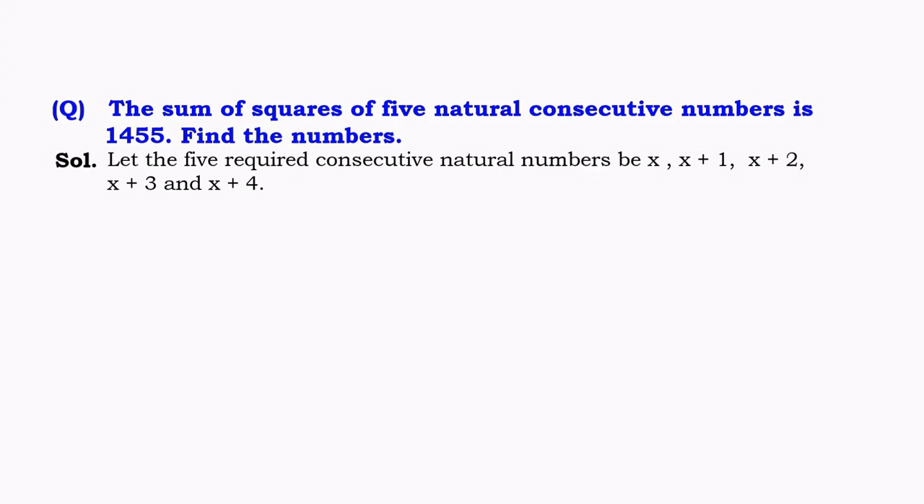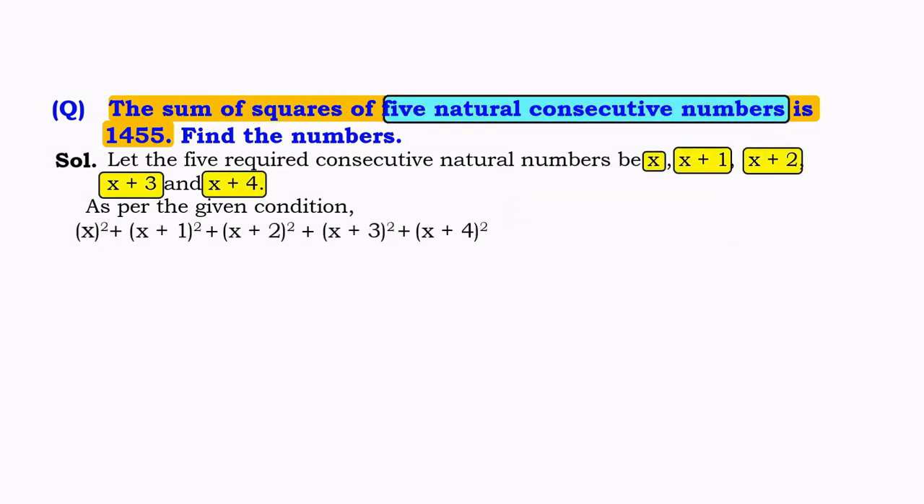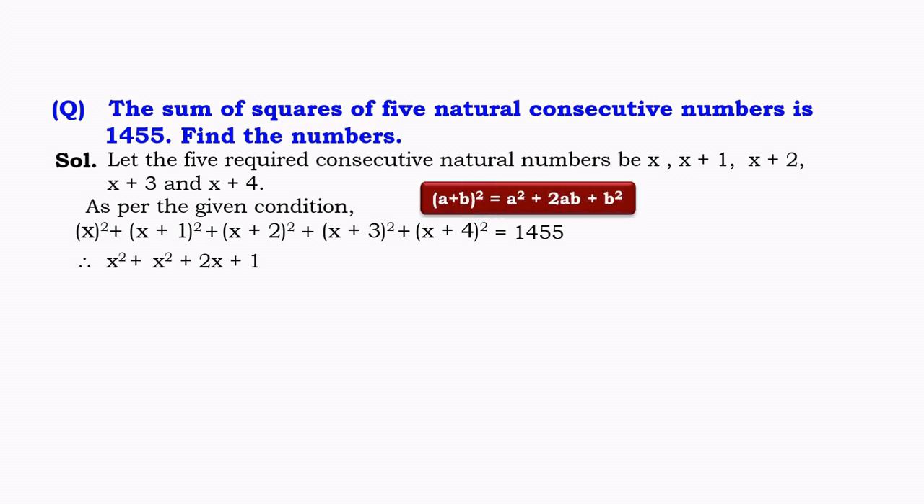According to the given condition, the sum of the squares of these 5 numbers is 1455. So, the square of x plus the square of x plus 1 plus the square of x plus 2 plus the square of x plus 3 plus the square of x plus 4 is equal to 1455. Now let us expand and simplify the equation.